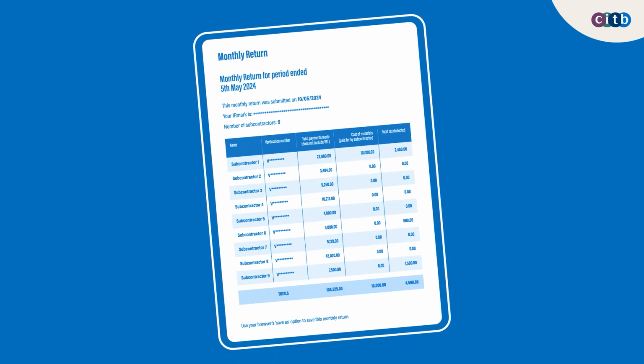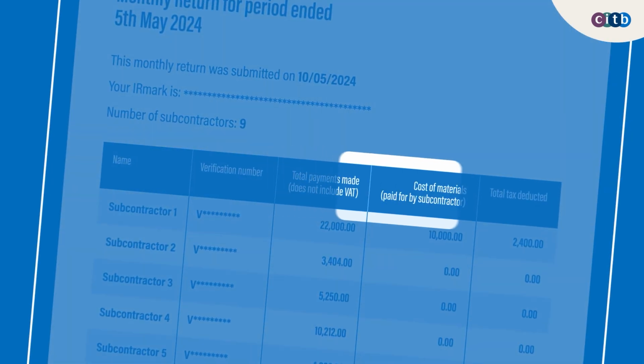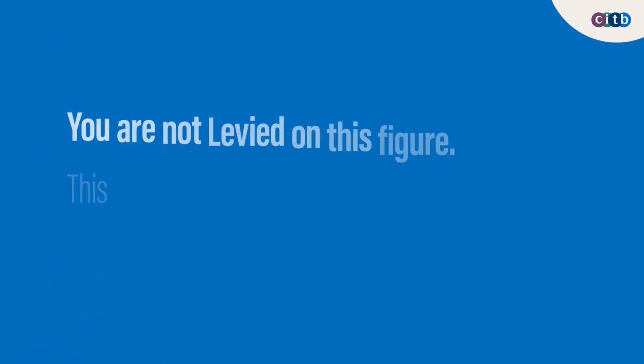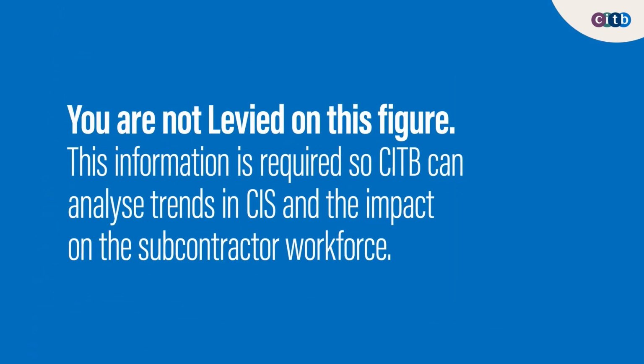Remember, do not include VAT. Include all payments to all subcontractors, even payments for materials. You are not levied on this figure. This information is required so CITB can analyse trends in CIS and the impact on the subcontractor workforce.